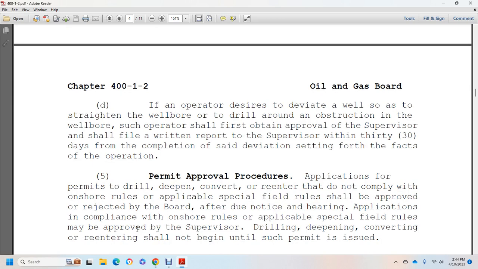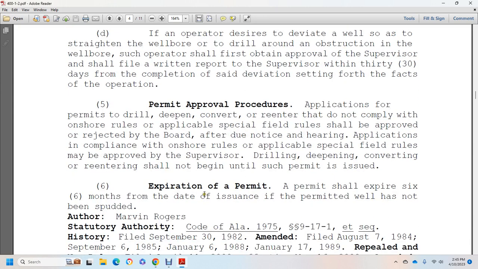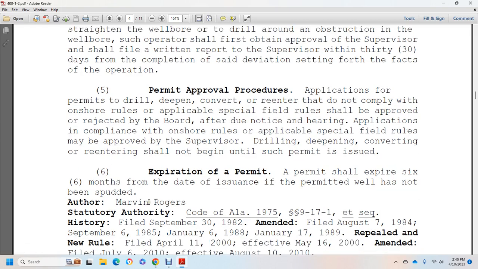5. Permit approval procedure. An application for a permit to drill, deepen, and convert any well to comply with the onshore rules of the applicable special field rules shall be approved or rejected by the board after due notice of hearing. Drilling, deepening, converting, and re-entering shall not begin until the permit is issued. Expiration of the permit: a permit shall expire 6 months after the date of issue if the permitted well has not been spudded.